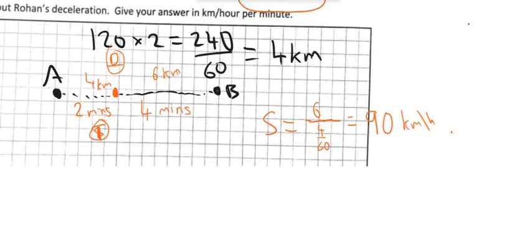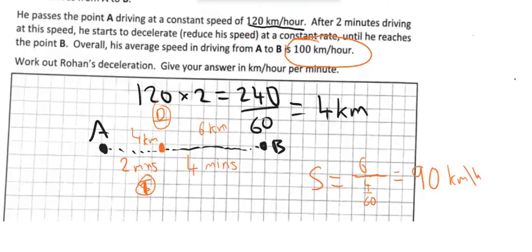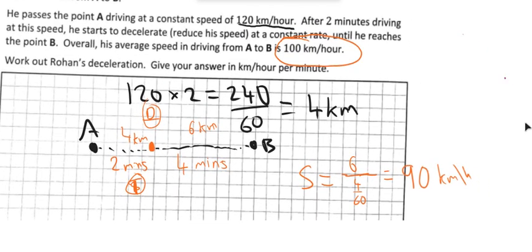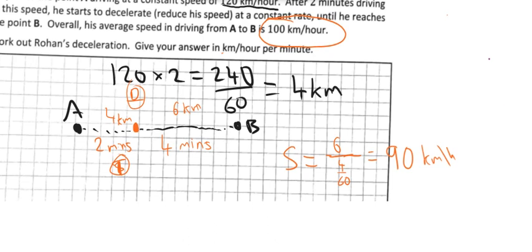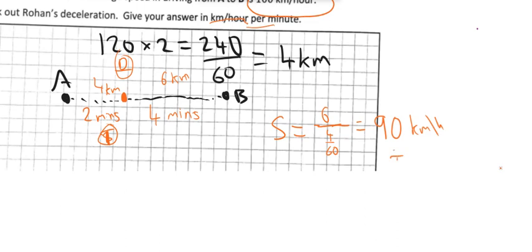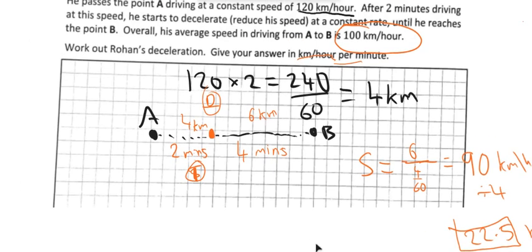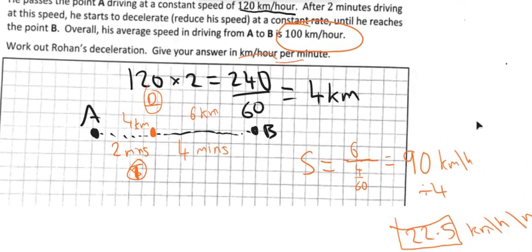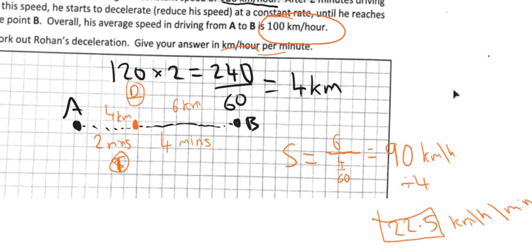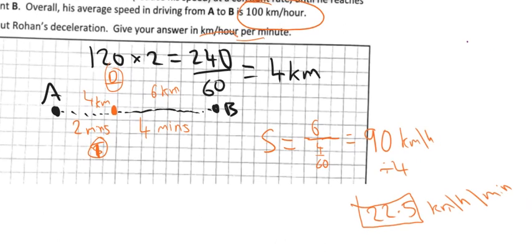Right. They want the final answer in kilometers per hour per minute. I'm not sure if this is fully right. If you divide it by 4 for that, it'll give you 22.5 for the other 4 minutes, in kilometers per hour per minute. I'll have to double check all that again. That last question was very difficult, but it should be something along those lines at least. So that's question 7.